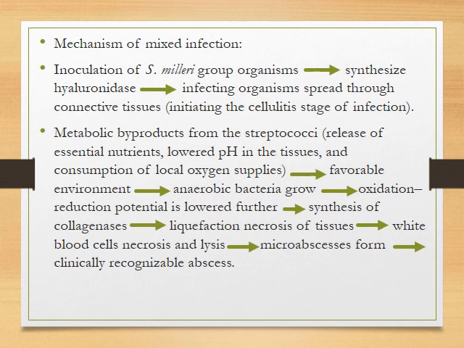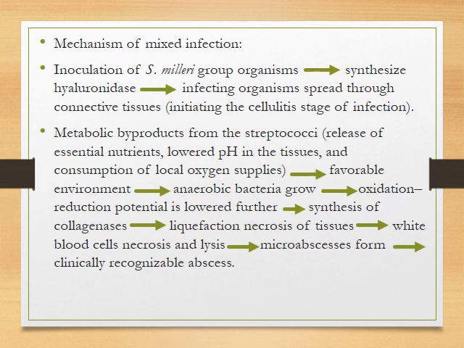What is the mechanism of mixed infection? How does it change from strictly aerobic to mixed aerobic and anaerobic, and then to strictly anaerobic infection? It starts with the inoculation of the Streptococcus milleri group into deeper tissue and the synthesis of hyaluronidase enzyme, leading to destruction of the connective tissue, and the infecting organisms will spread through, initiating the cellulitis stage of infection.